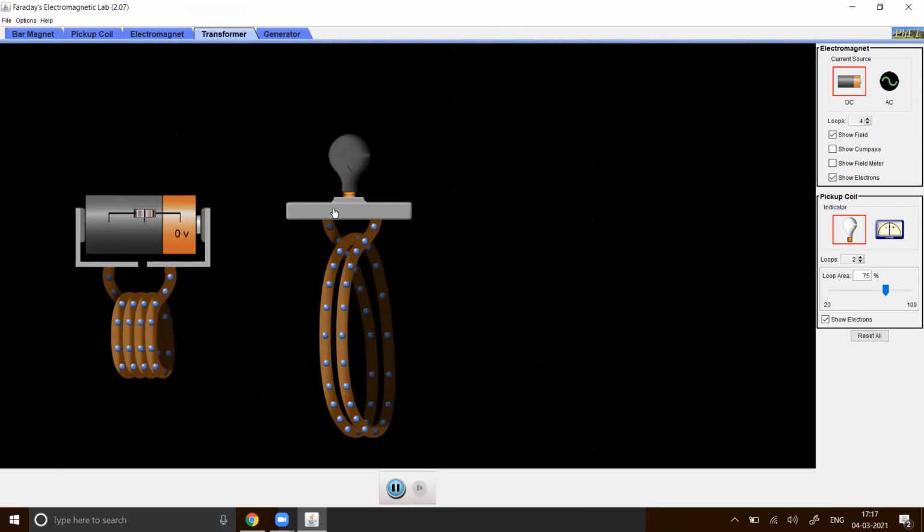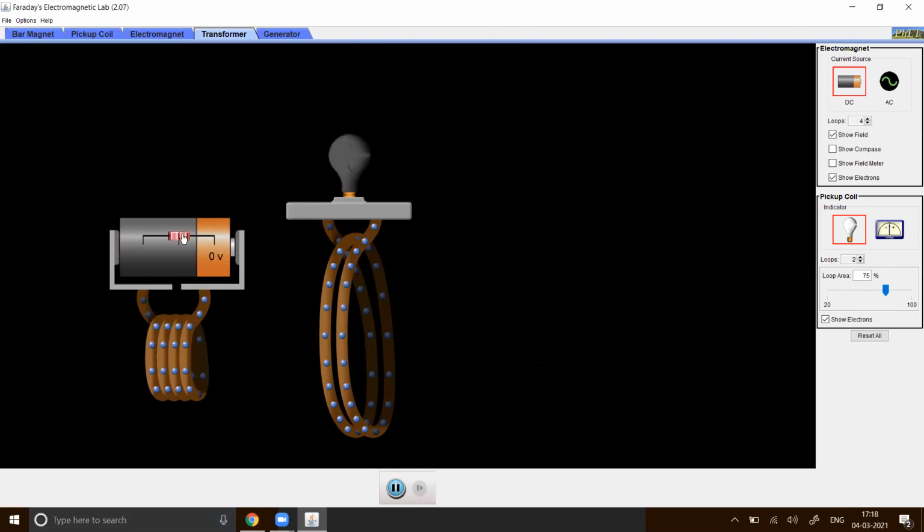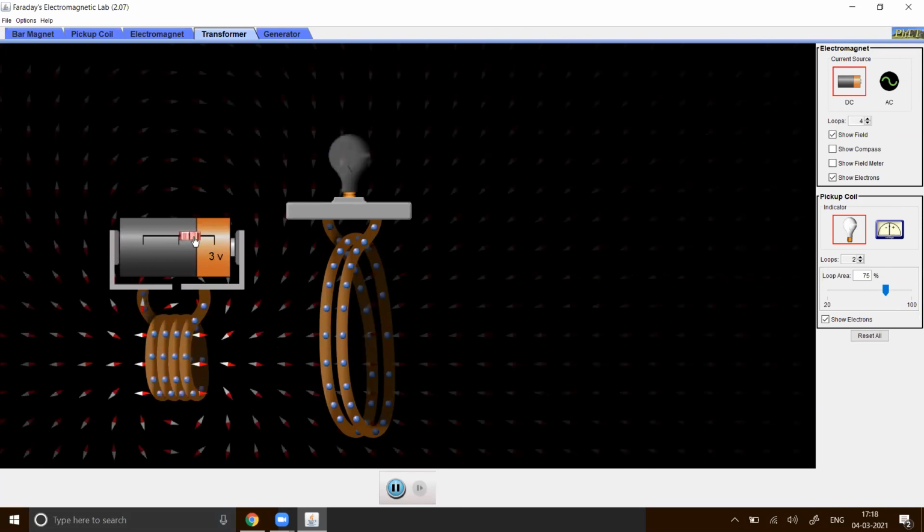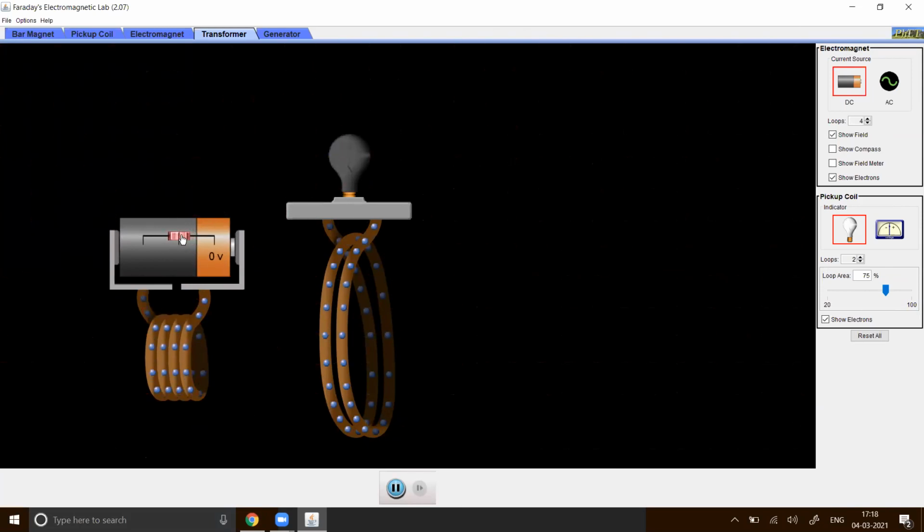The right one is a pickup coil, and the left one is connected to a battery. So once I start switching on, look at the way the electrons are moving. Now I will keep moving this. Look at the screen. It doesn't have any field.